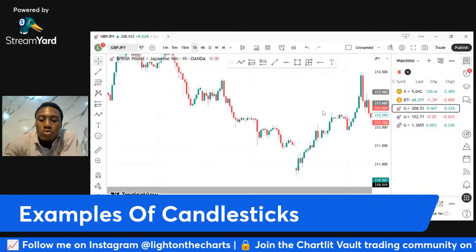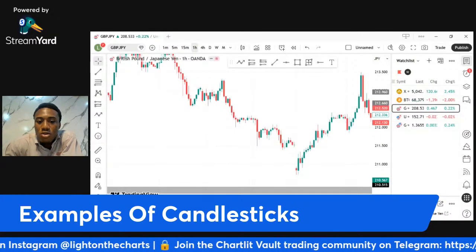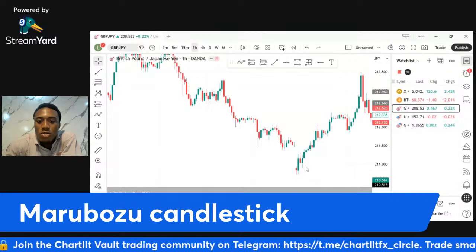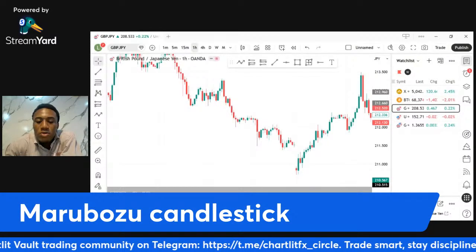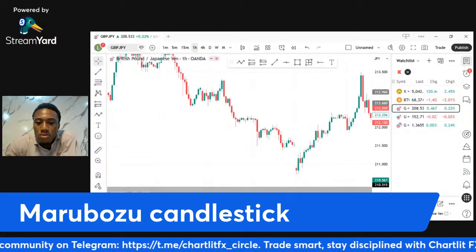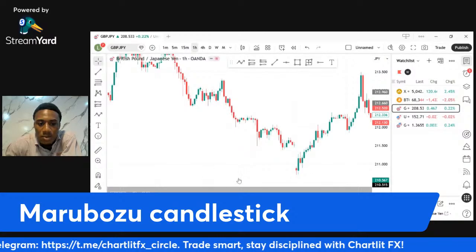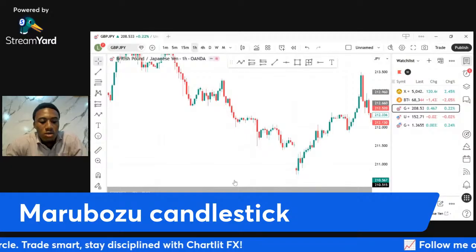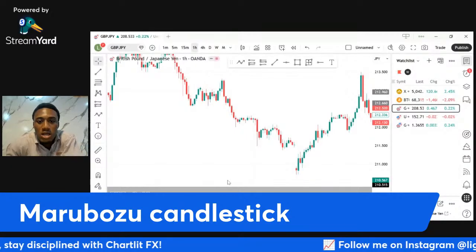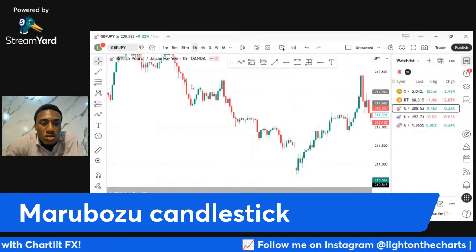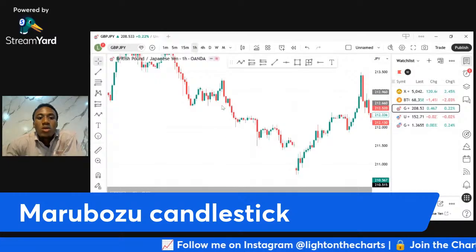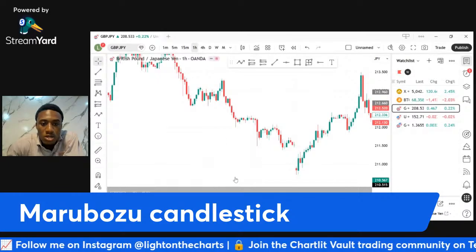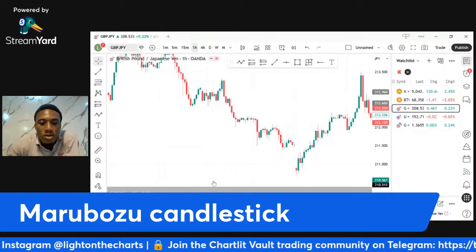So the examples of candlesticks. First off, we're going to be looking at the Marubozu candlestick. I'm going to be showing us a picture of what the Marubozu candlestick looks like.